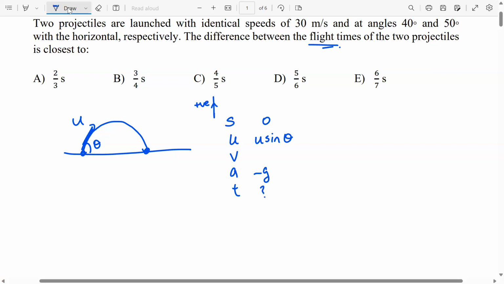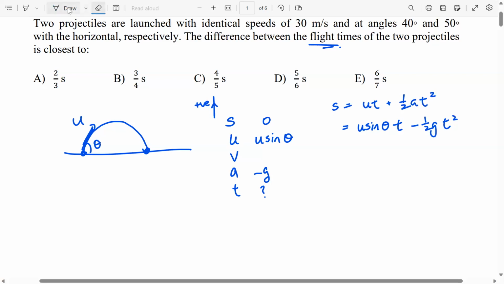So using SUVAT, 0 is equal to U sine theta times T minus half g T squared, from s equals UT plus half AT squared. We are using this formula. From here you can see that T is equal to 0 or T is equal to 2U sine theta over g. So in general, this is the formula for the time of flight. It can be memorized or it can be derived. You can see that the derivation is pretty quick.